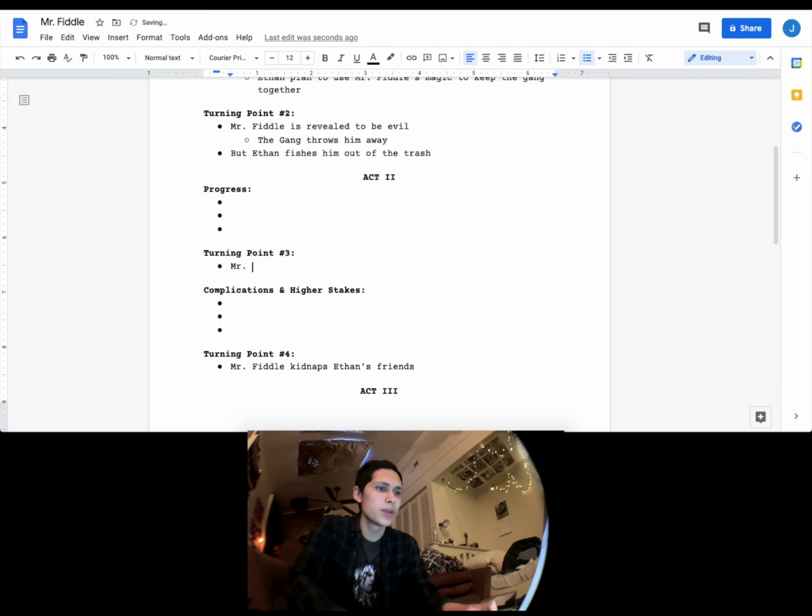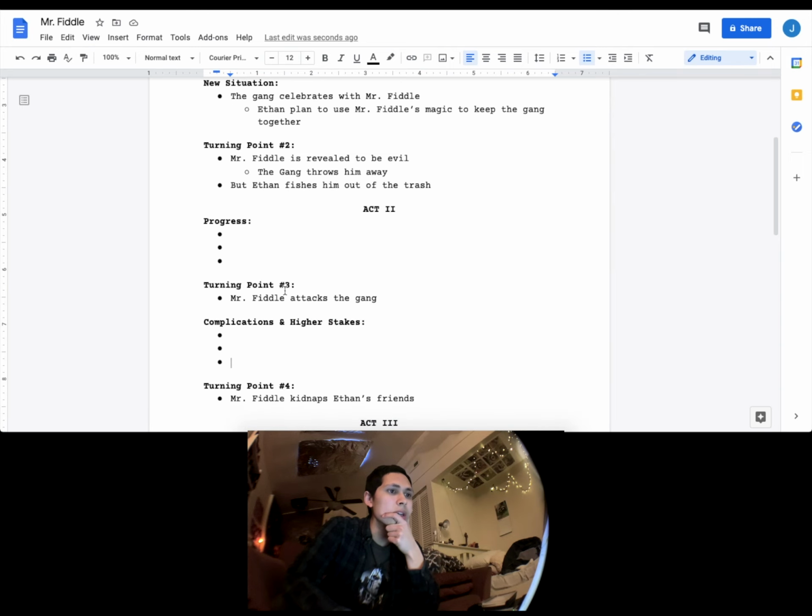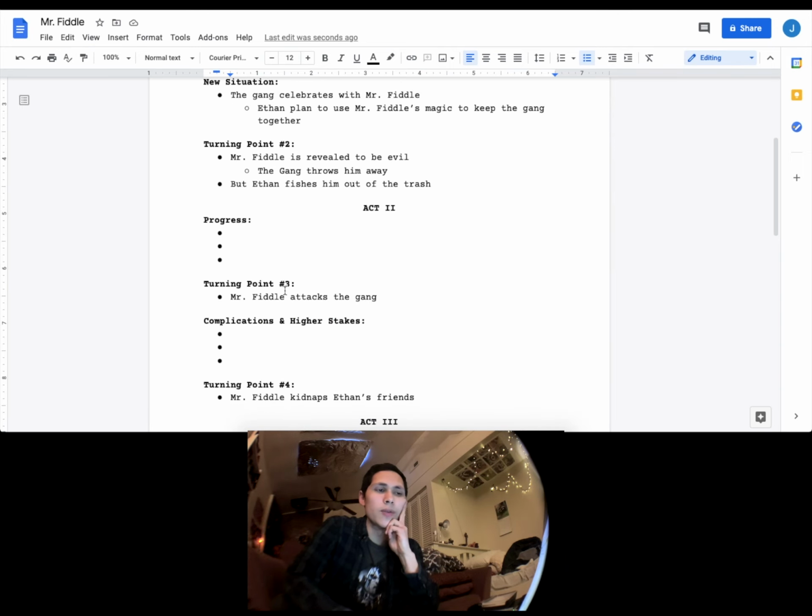So for turning point 2, I'm thinking maybe this is when Mr. Fiddle attacks the gang. So here, Mr. Fiddle is dangerous. Or like he's creepy and weird, but they're like, oh, he's just a doll. Here is where we're like, oh, wait a minute. Mr. Fiddle can do stuff. So maybe he's got powers. Maybe he could float furniture, stuff like that.